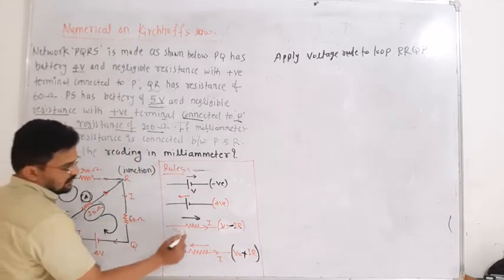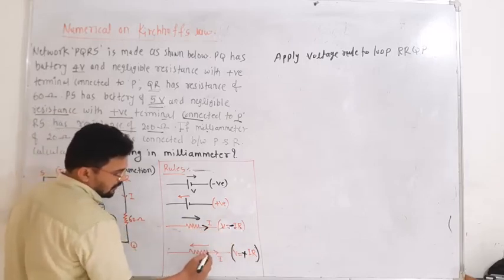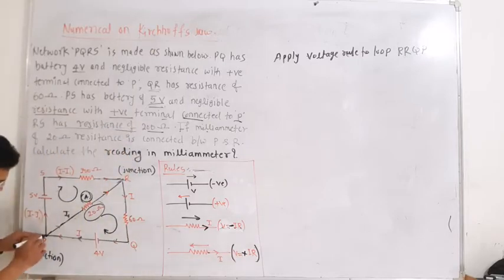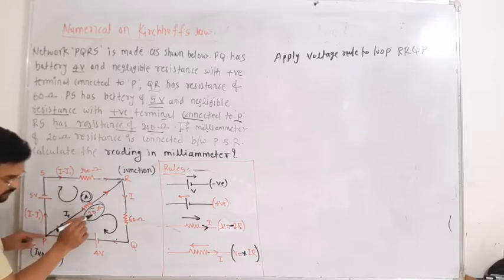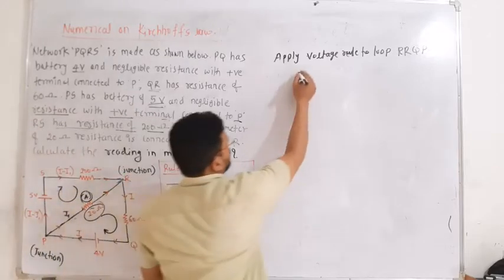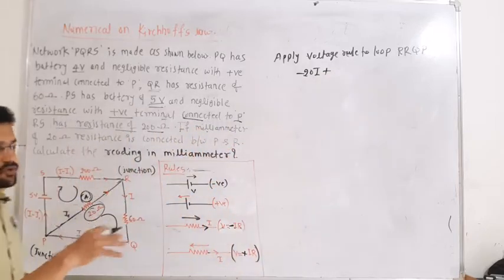If you are traveling in the same direction as the current, the potential drop is negative. If you are traveling opposite to the current, the potential is positive. Now here, I1 encounters a resistance of 20, so instead of 20 I1 you have to take minus 20 I1. I will write it down here: minus 20 I1. Sum of all the potentials means you have to add.